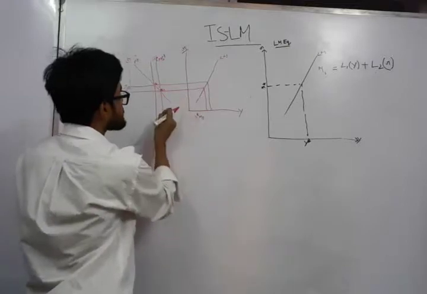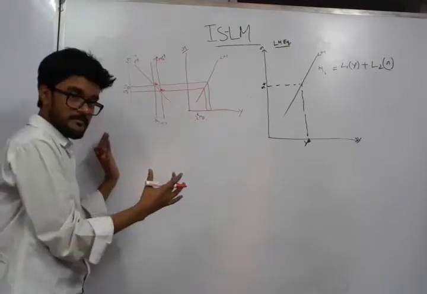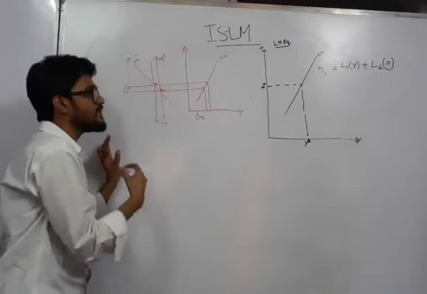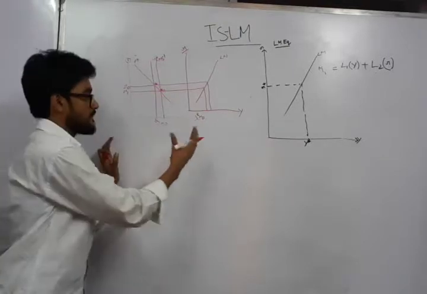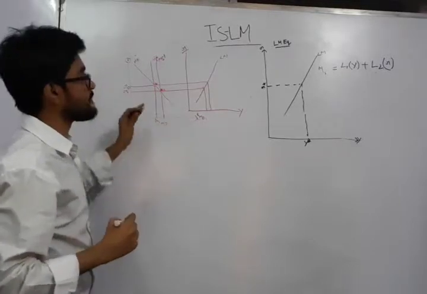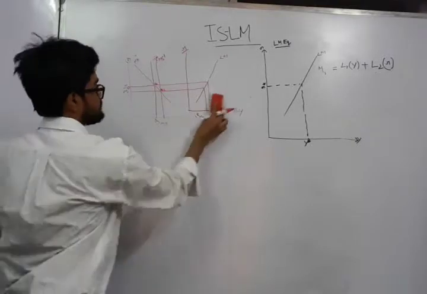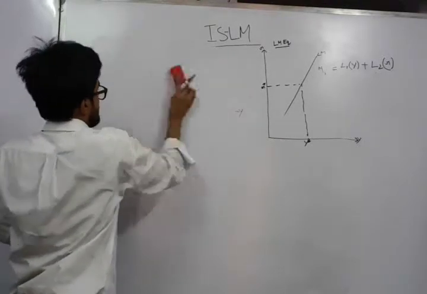That is the intersection between money demand and money supply. So we get the equilibrium in the money market by this. Now we have to explain it in a more mathematical way. How will we do it? For that, first we have to write down the equation for the LM curve, which is very simple.